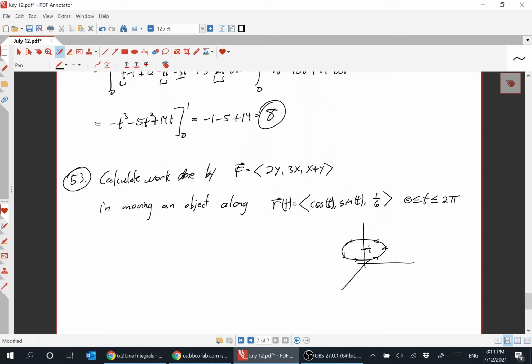Okay? Now, as we'll see in the next section, this is a closed curve. The work done by a vector field moving along a closed curve is always 0. The total work done is always 0. There's some positive work done and some negative work done, but they cancel each other out. That's when the vector field is conservative.